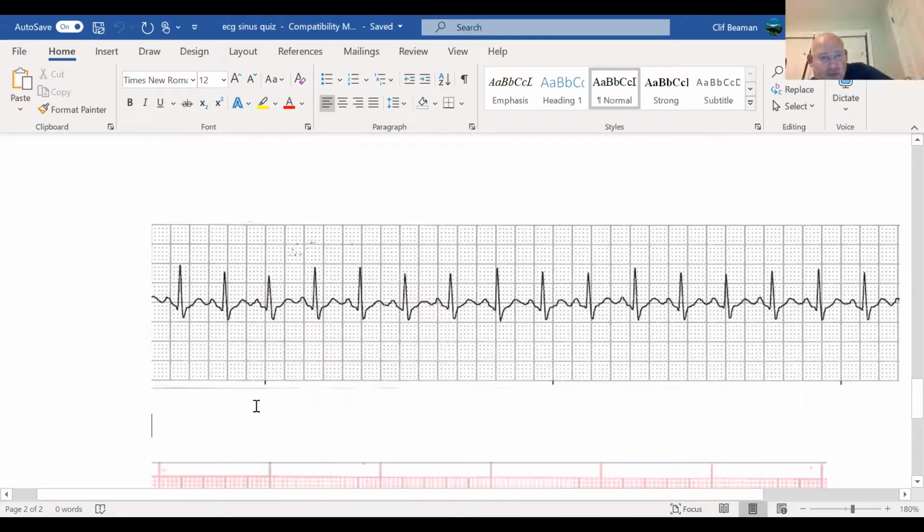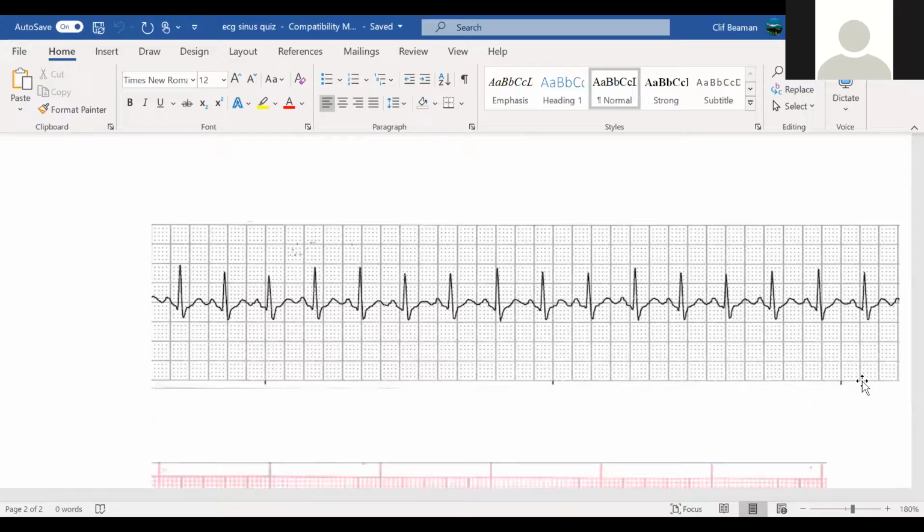All right. Do you guys see these 3 little marks at the bottom of this strip? Between the first mark and the last mark is the 6 seconds. So what kind of heart rate would you be looking at? About 130. About 130, yeah.